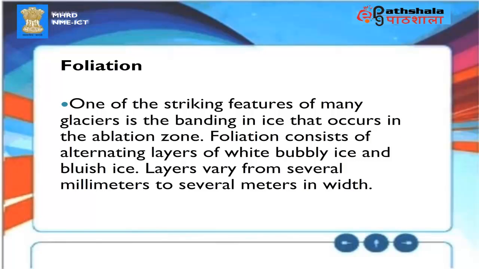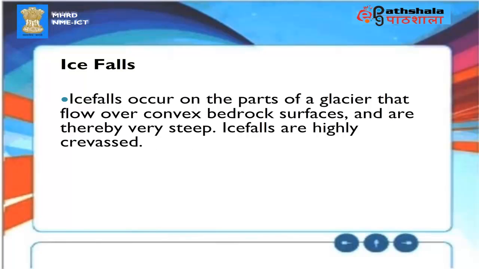Foliation. One of the striking features of many glaciers is the banding in ice that occurs in the ablation zone. Foliation consists of alternating layers of white bubbly ice and bluish ice. Layers vary from several millimeters to several meters in width. Ice falls. Ice falls occur on the parts of a glacier that flow over convex bedrock surfaces and are thereby very steep. Ice falls are highly crevassed.